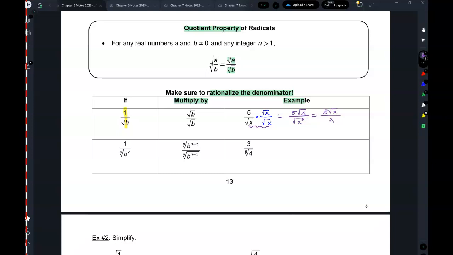Now, what if you have a different situation? What if it's not a square root? What if it's another nth root and you've got some exponents inside? In that case, you multiply by the same root, but inside you have to do n minus x.